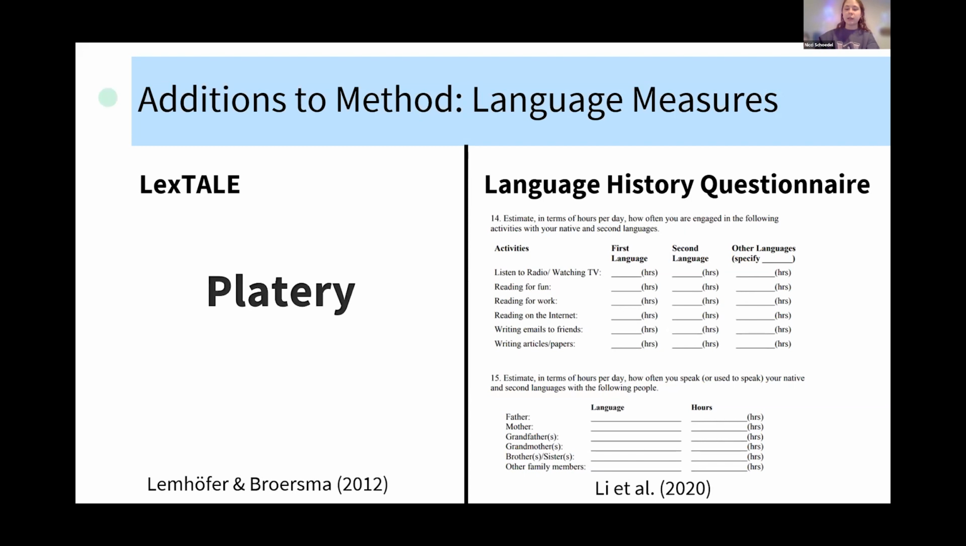This interview was an edited version of the Language History Questionnaire by Li et al., 2020. And the questions that I show here are just two of the questions that were used in the interview. An important thing to note is that all of the questions used were asked for both English and Polish.